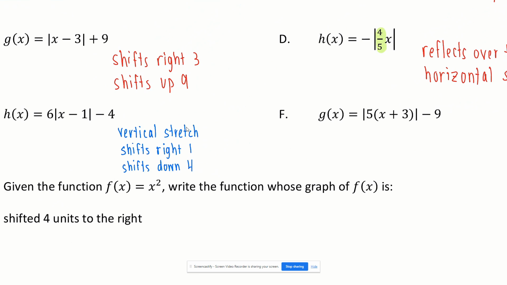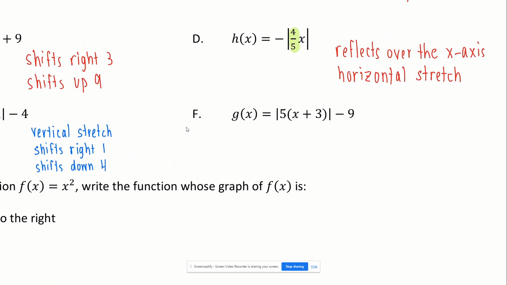Okay? And the last one, G. G is a little trickier. You got this 5 being multiplied by x plus 3, but still look, it's inside these absolute value bars. So I'm multiplying by 5 inside. That's horizontal. Okay, hang on. 5 is greater than 1, so it's going to get narrow. What move horizontally makes it narrow? A horizontal compression. I hope that makes sense.